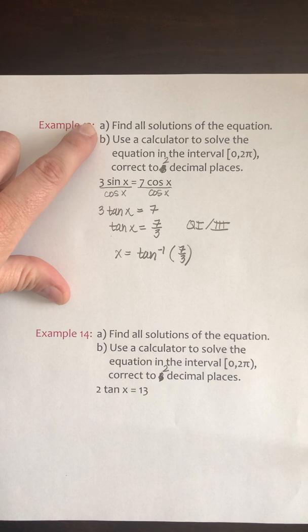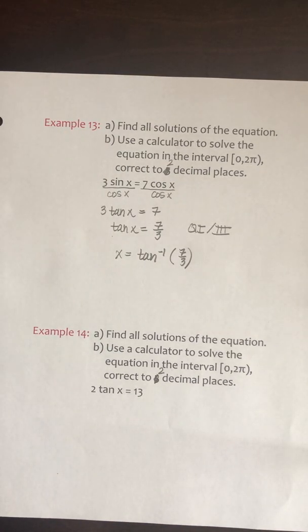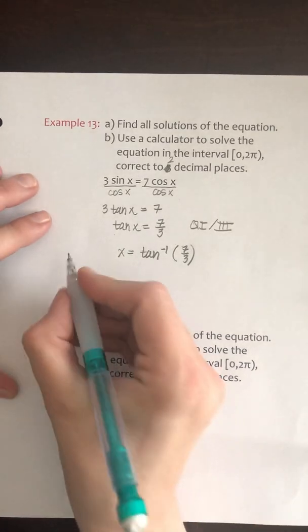Letter A says find all the solutions. So you do not have a specific domain. Letter B, we do have a specific domain. So it's kind of like they took directions from two different problems and put them in one. We're going to have two different sets of answers.